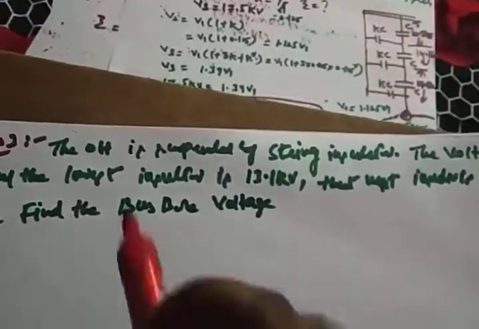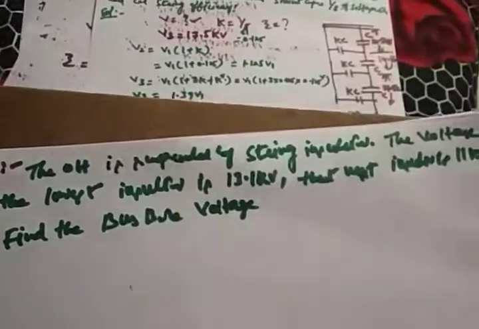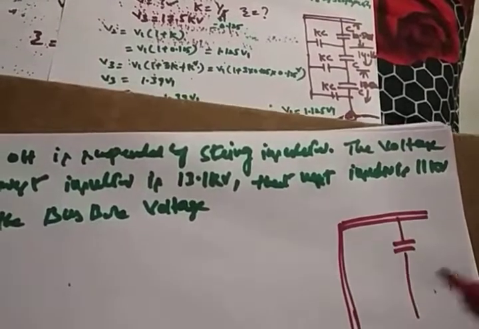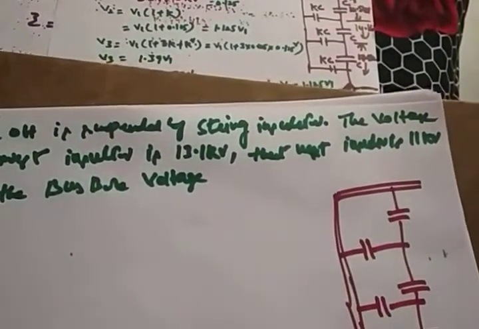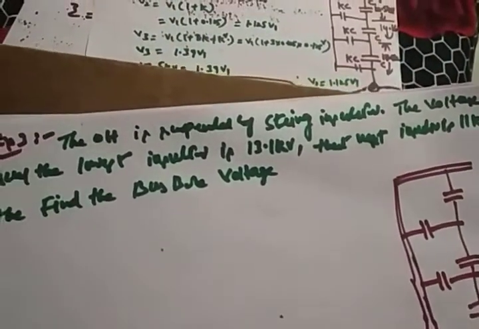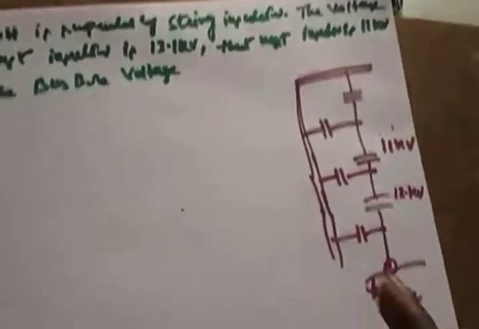See what they have given. The overhead transmission line is suspended by a string insulator, which has 3 discs. First we need to draw the figure. So this is the conductor. The voltage across the lowest insulator is given as 13.1 kV, and across the next insulator is also given. Then find the busbar voltage, not the string voltage. This is a phase voltage and this is a line voltage. If you calculate this voltage, it will be easy to calculate the line voltage.